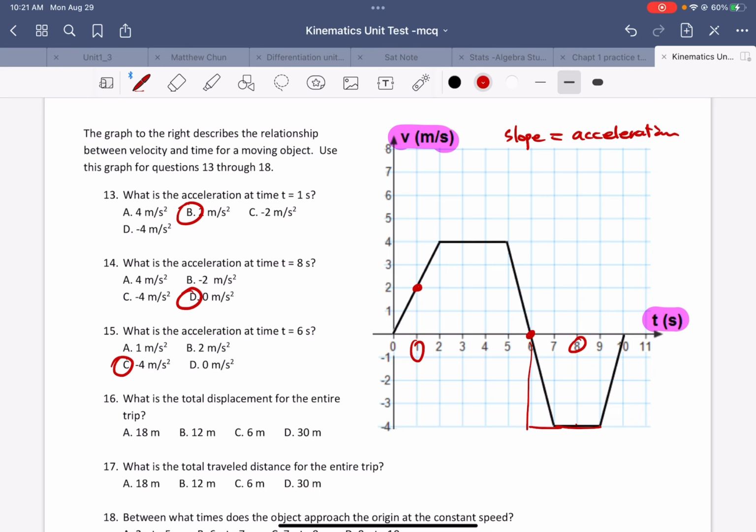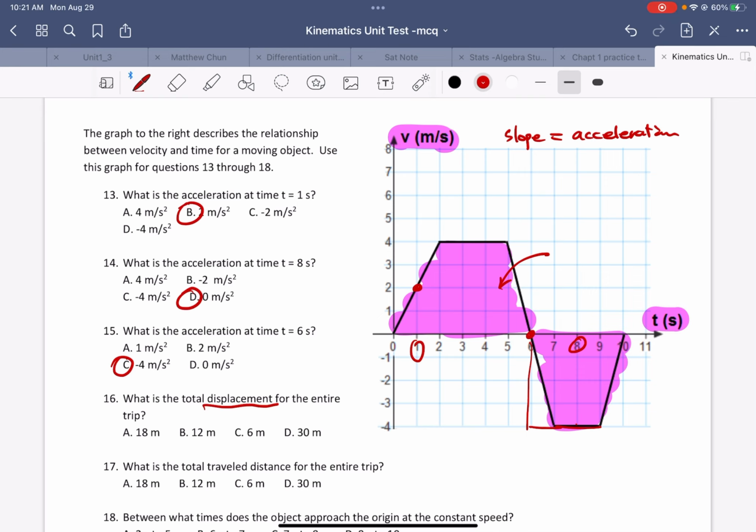Now, what is the total displacement for the entire trip? If it's a VT graph, then displacement is the area under the curve. So this area here, and then you subtract this area. Below the x-axis is negative area, and above the x-axis is positive. So remember that. How are you going to find this area right here?